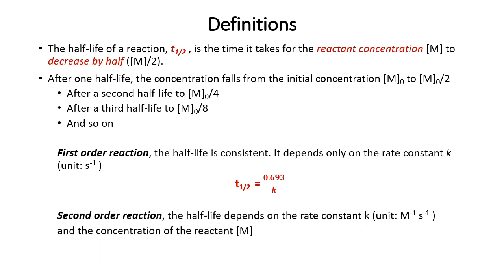For a second-order reaction, the half-life depends on the rate constant K and the concentration of the reactant. In this case, the rate constant K has a unit of M⁻¹ times second minus 1. And the equation is shown below.